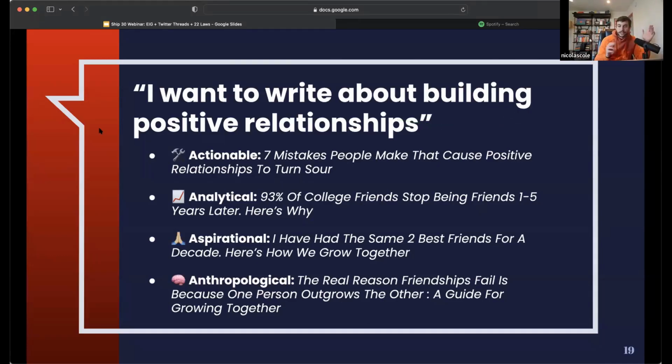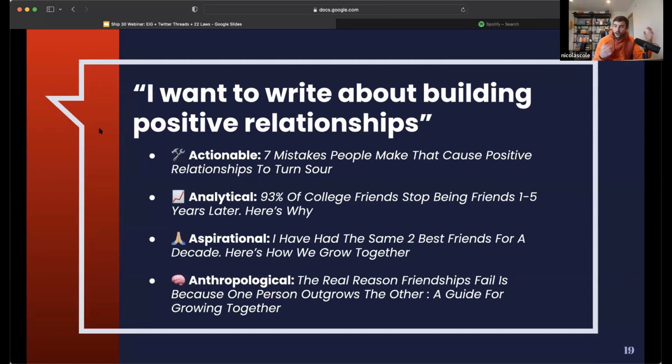So here's a good example of how this works. I want to write about building positive relationships. Say this is you. Notice how different the content is as you pick a different path. Actionable: seven mistakes people make that cause positive relationships to turn sour. If you read this, you're going to learn these mistakes and how to not make them. Very actionable. Analytical: 93% of college friends stop being friends one to five years later. Here's why. We're taking a number and extracting a conclusion. Aspirational: I've had the same two best friends for a decade. Here's how we grow together. We did it, you can too. Classic motivation. Anthropological: the real reason friendships fail is because one person outgrows the other, a guide for growing together.